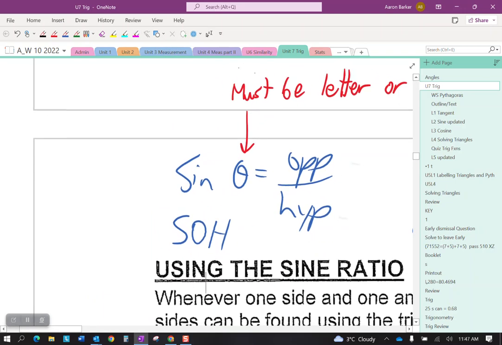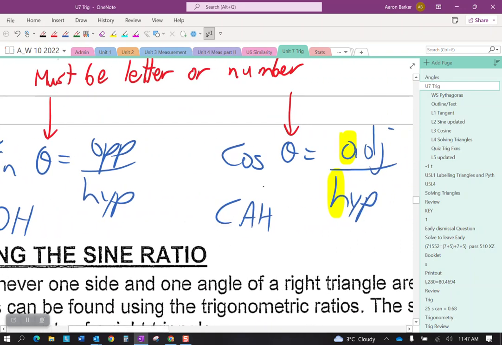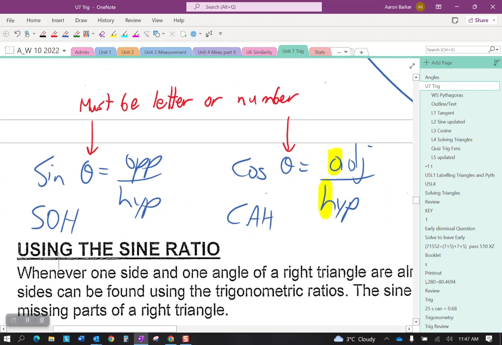CAH stands for cos theta equals adjacent over hypotenuse. And it's important to know there must be a letter or a number in between the ratio word and the equal sign. And you better darn well have an equal sign. Okay. So sine theta equals opposite over hypotenuse.